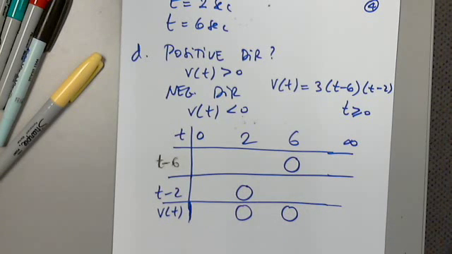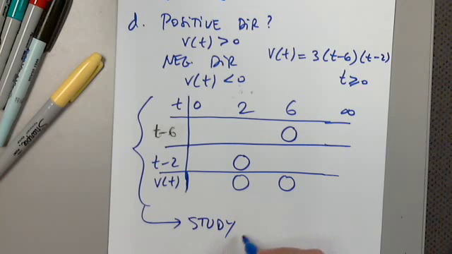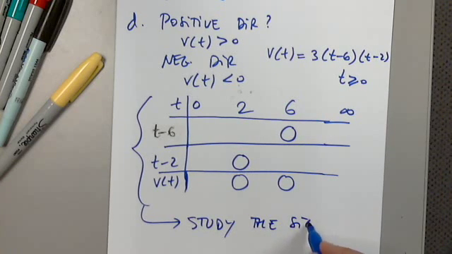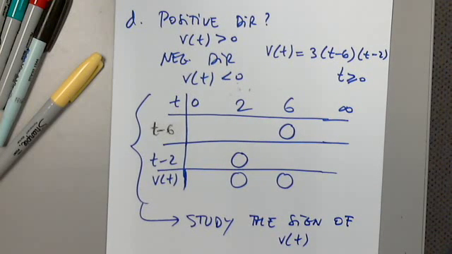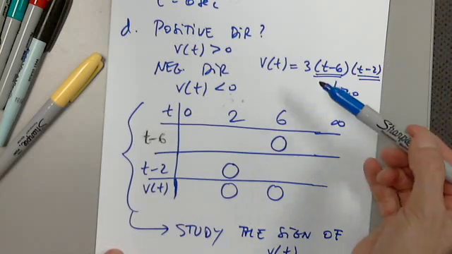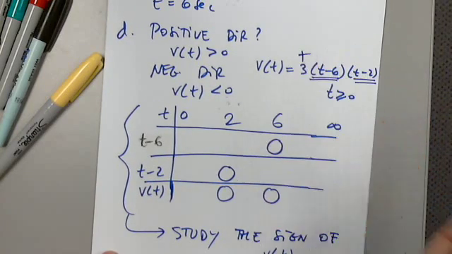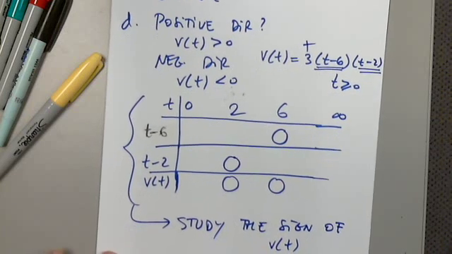So here's the next step. So let me write this note for you here. What does this chart represent, or what am I doing with it? We study the sign of V of t. So this chart is used to study the sign of V of t. But I have to study the sign of each factor. Notice that I did not include 3. What is the sign of 3? It doesn't even count, doesn't matter.